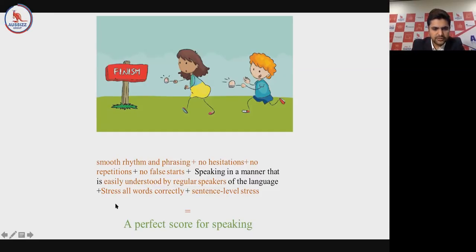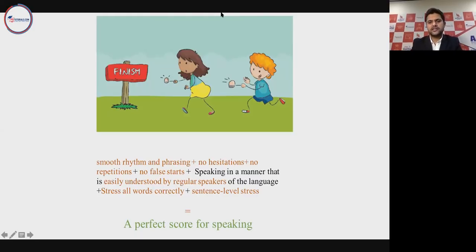So this is the combination of things that you need to keep in mind when you're aiming for getting a perfect score for fluency and pronunciation.